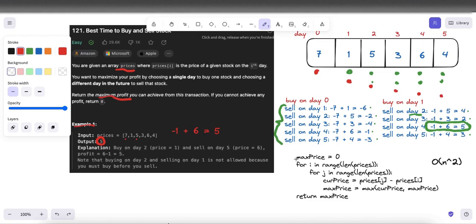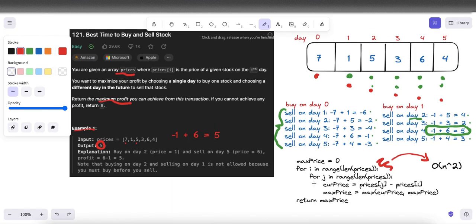Therefore, for this brute force approach, we have two for loops. One to indicate the day we are buying the stock, and one to indicate the day we are selling the stock. Therefore, our overall time complexity is O of n squared. During each of these iterations of the for loops, we calculate our current profit and see if this current profit beats our max profit, and if it does, we update our max profit.